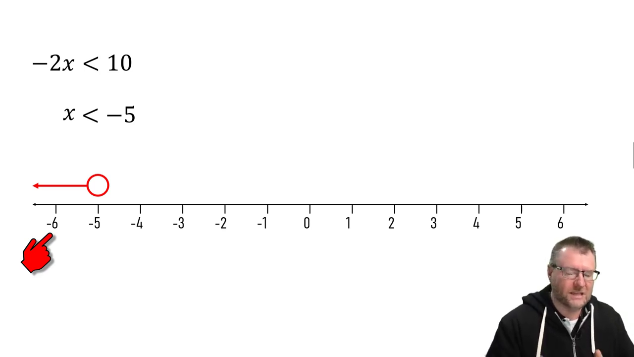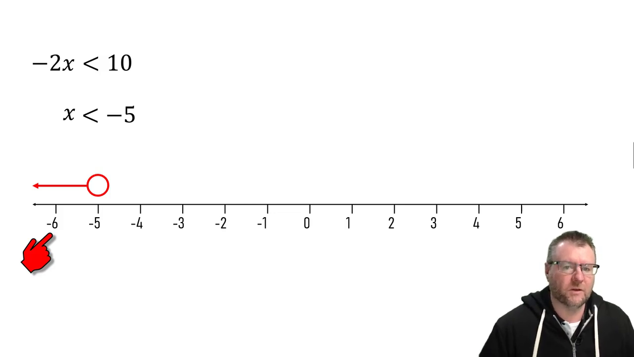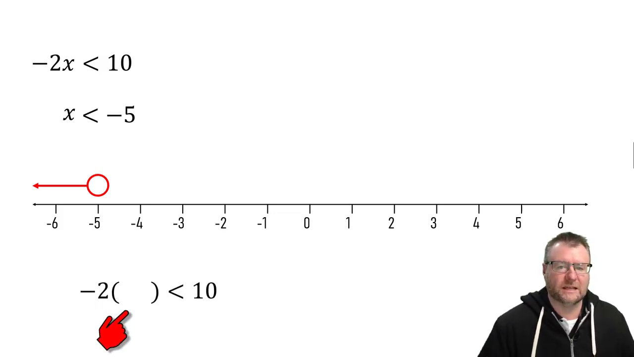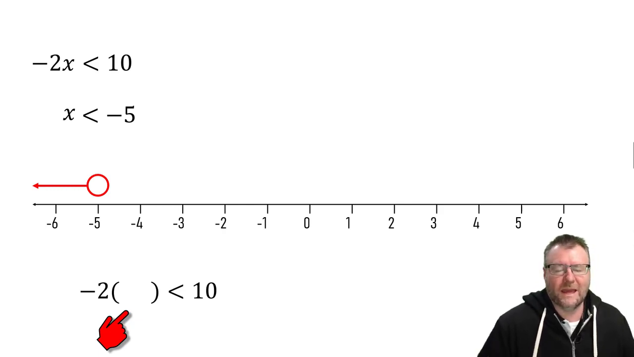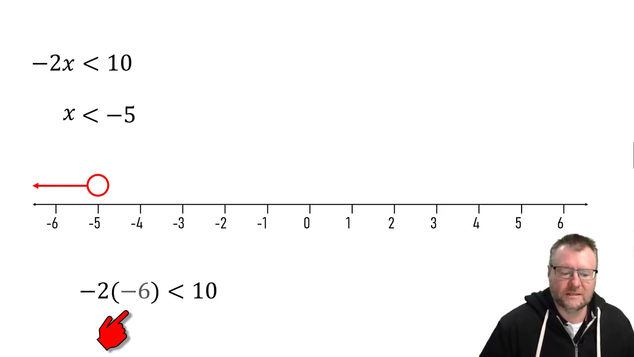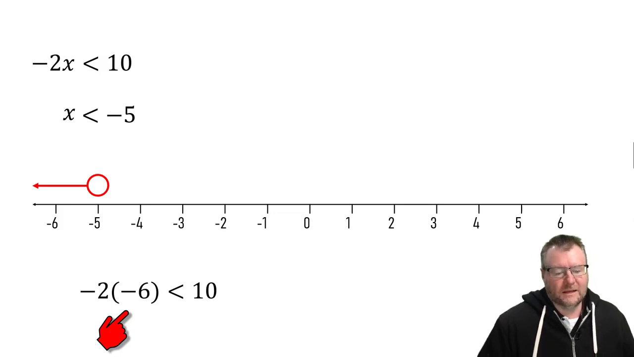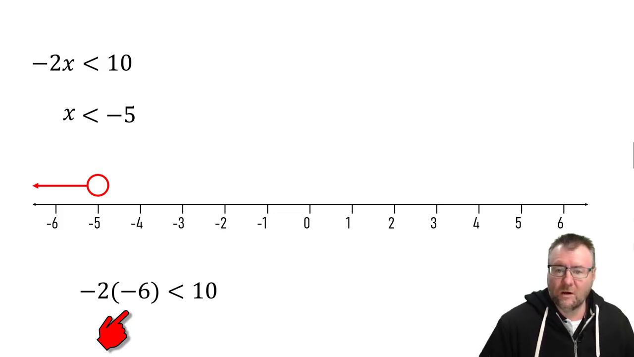However, let's test one of the numbers. Let's test the value negative 6. Let me see if I've got this correct. Because if I put negative 6 in, it should be under my red line. Sorry, if I put negative 6 in, my answer should make sense. It should be true, I guess, is my solution. So where the x was, I'm going to replace it with negative 6. Okay. And negative 2 times negative 6 gives me 12, because two negatives multiplied together gives me a positive.